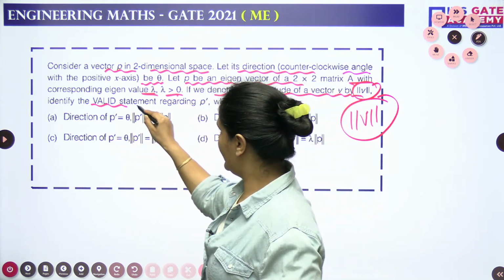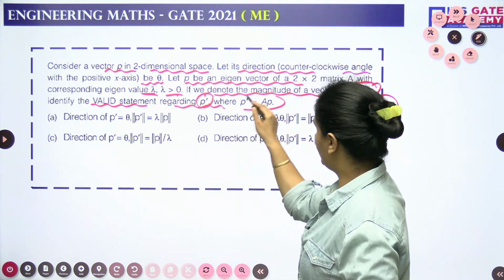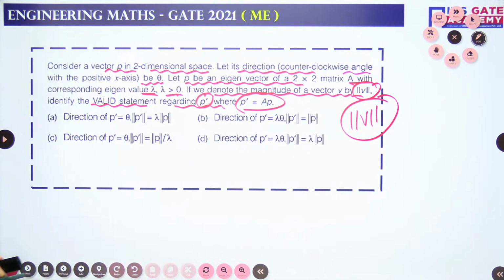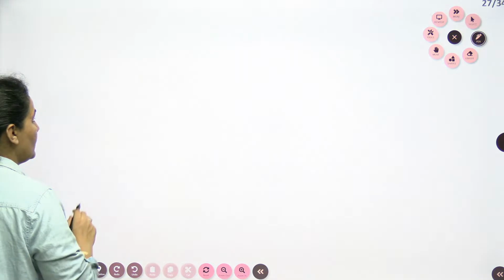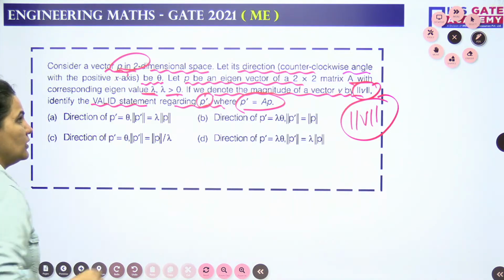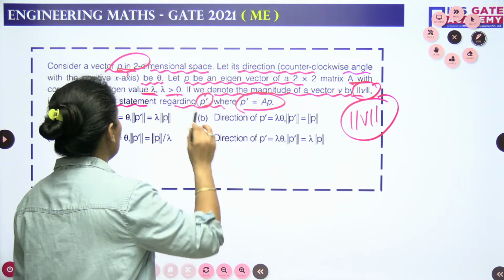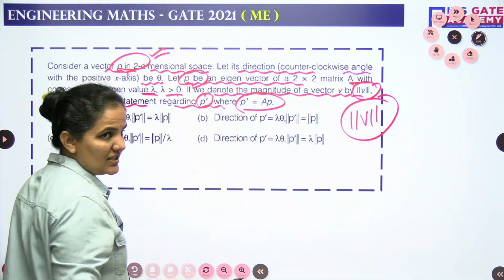So the valid statement regarding P dash, where P dash is equal to AP, is given to us. We need to check the statement with respect to P dash, and it is given that P dash is equal to AP. So let's start from this statement. As I can see, P is a two-dimensional matrix first of all, and when P is a 2D matrix, I can very easily understand that P is a vector, so P is an eigenvector of the matrix A.